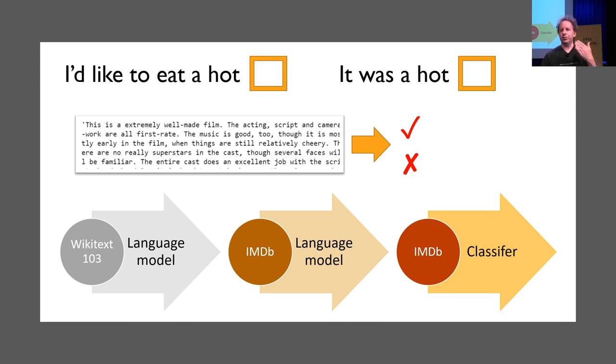Right? And to predict the next word of a sentence, you actually have to know quite a lot about English, assuming you're doing it in English, and quite a lot of world knowledge. And by world knowledge, I'll give you an example. Here's your language model, and it's read, I'd like to eat a hot, what? Obviously, dog, right? It was a hot, what?